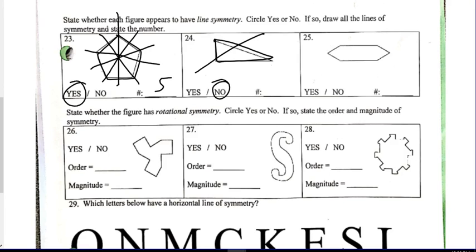Okay, this one, number 25, if I fold it across the middle or this way, top to bottom, think about the grade school hamburger or hot dog bun, I can fold it 2 different places.